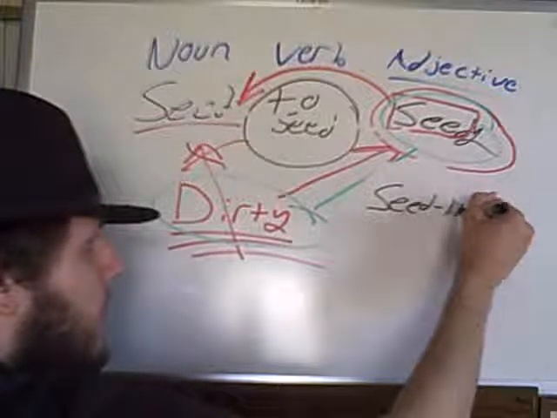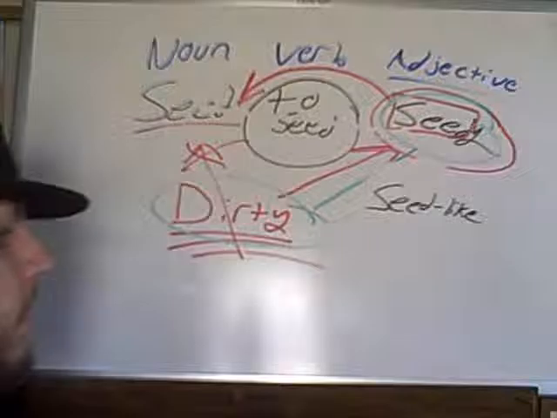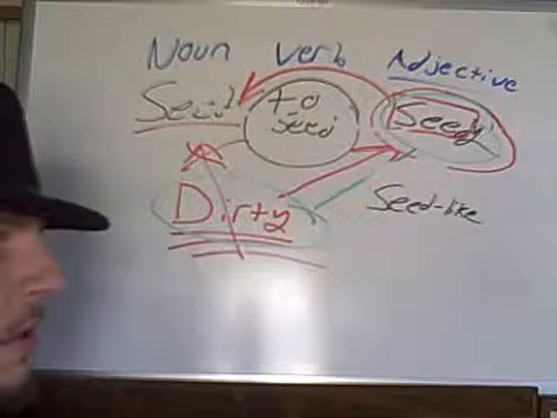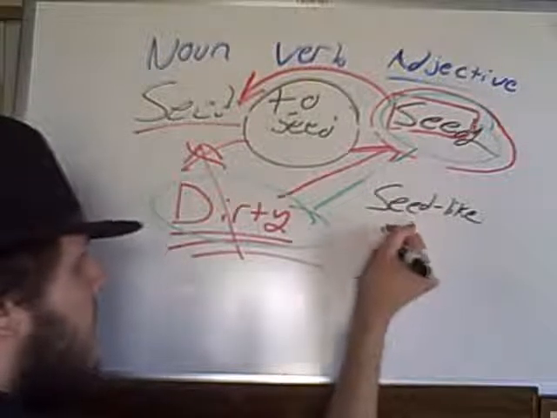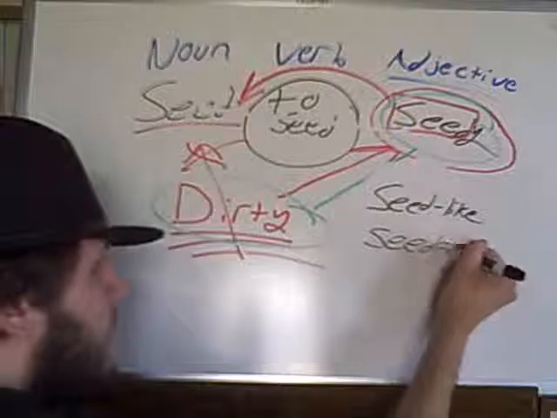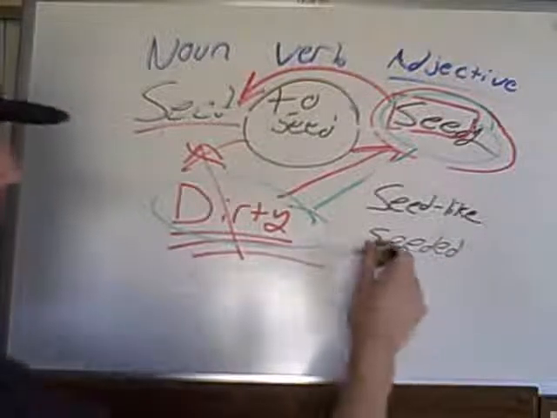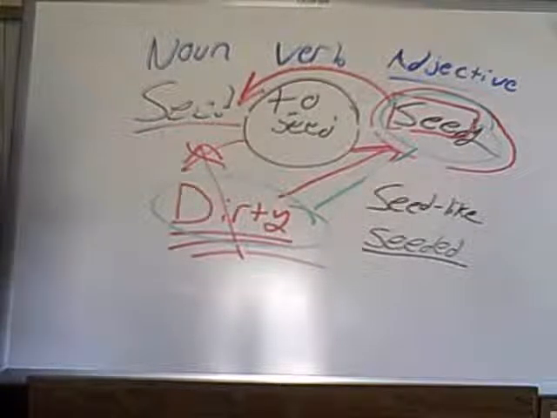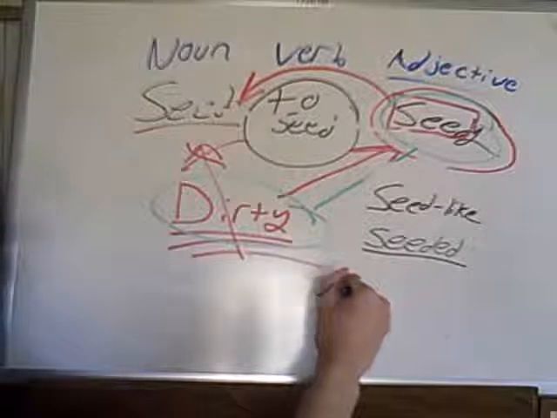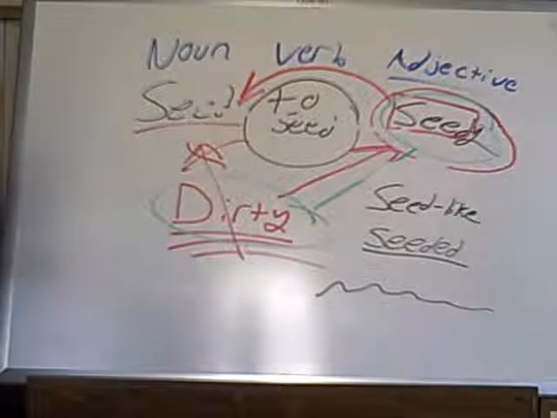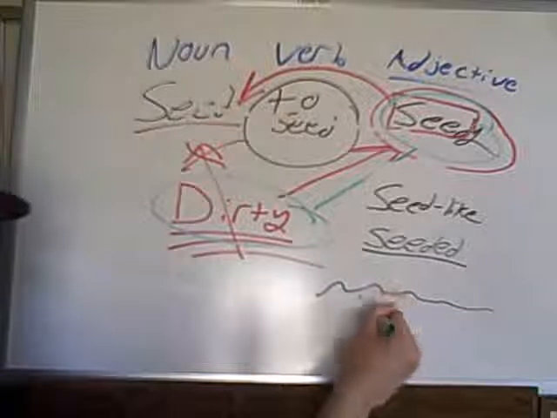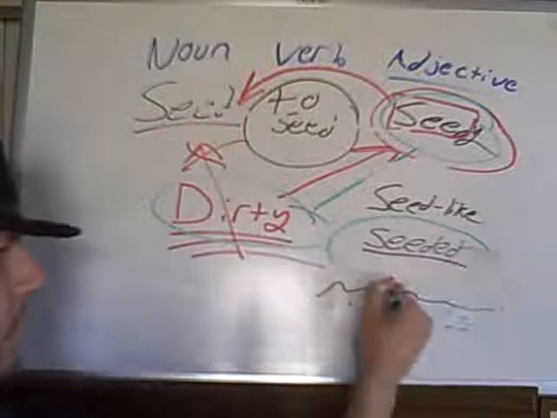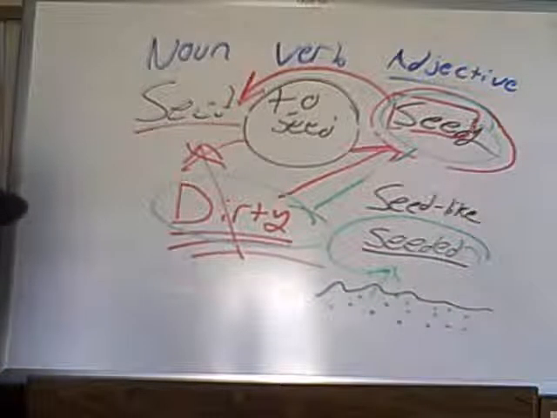Seed-like can describe objects, and it means that these objects are similar to seeds. There is another, seeded. Now, seeded means that something has had seeds planted in it, like the ground. So, if we have our garden, and we take and plant some seeds in the garden, it is now seeded. Okay?